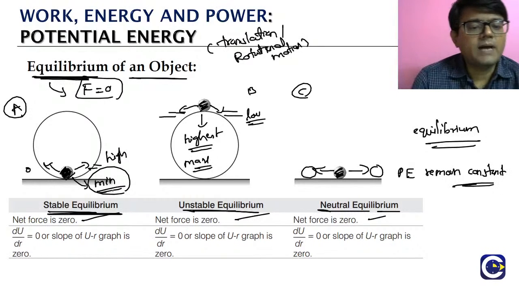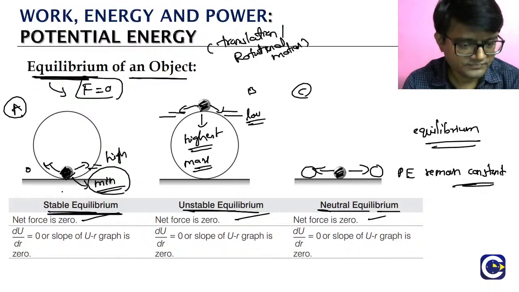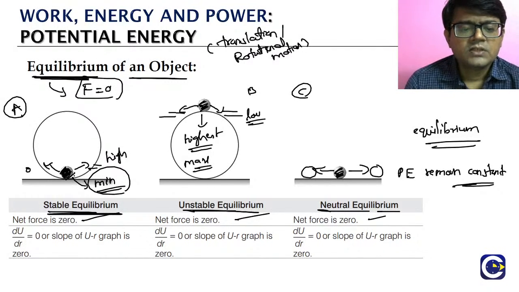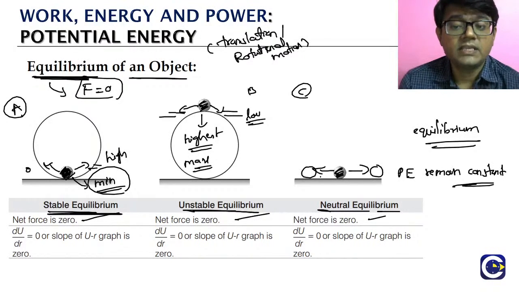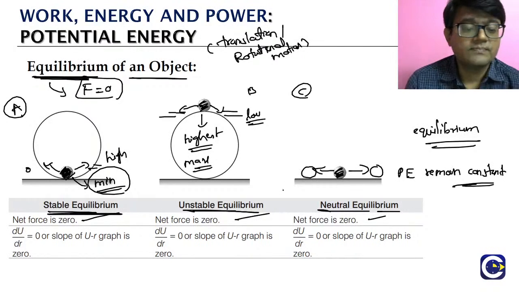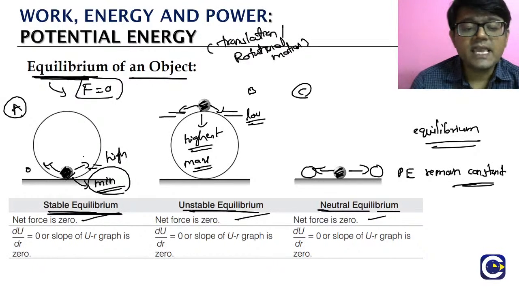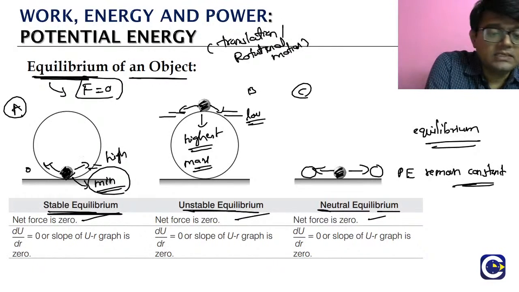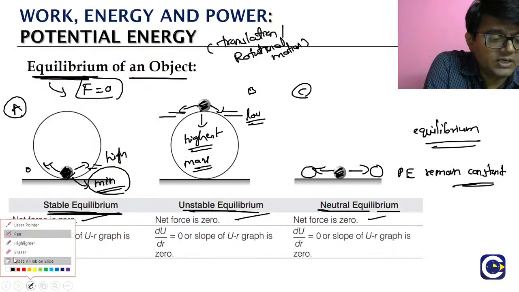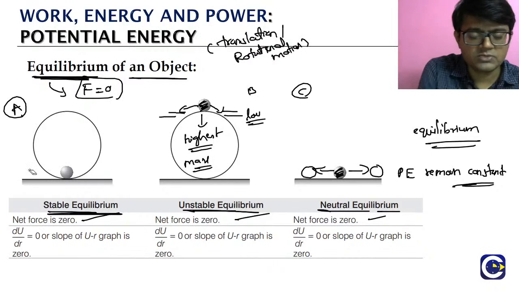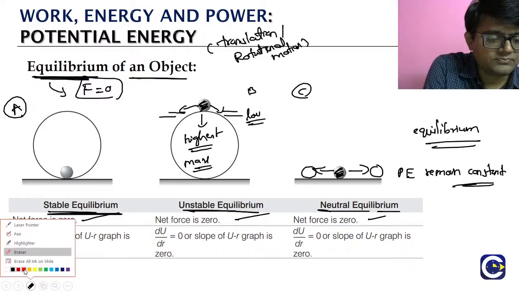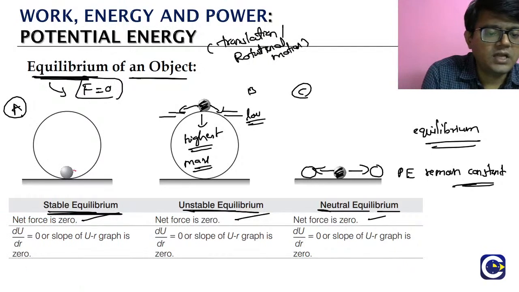Now let us see why we call this the stable equilibrium, why we call case B the unstable, and why we call case C the neutral. Look at case A: why do we call it a stable equilibrium? Because when we give some disturbance from the equilibrium position, what is going to happen?